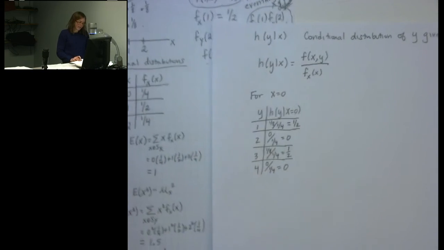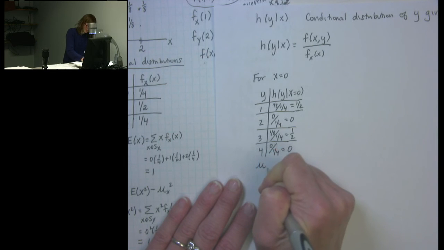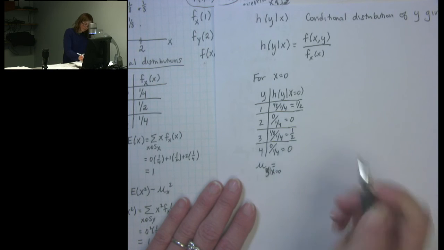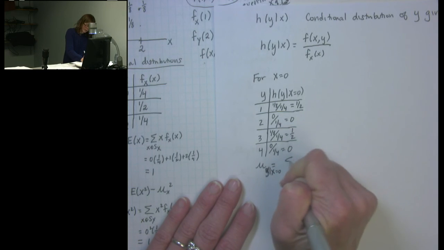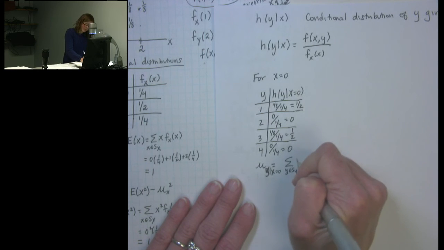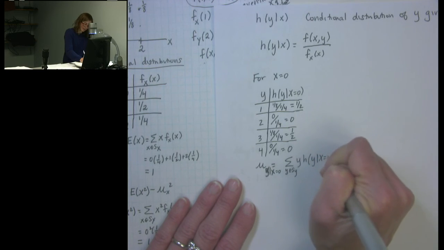And then again, I can find the mean of y, given that x is equal to 0. I'm going to sum over all the y that are in the support of y, our y times that conditional probability that y takes on that value given that x equals 0.